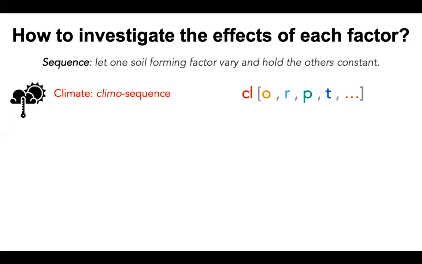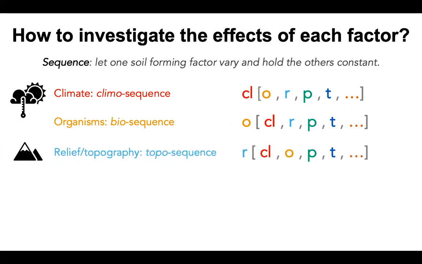So the first one, climate, we aptly name that a climosequence. As this piece over here denotes, we look at the effect of climate while holding all of these other things constant, or not letting them vary as best we can, at least. Nothing's ever perfect. For organisms, we call that a biosequence. Similarly, we hold that O constant, let that O vary, and then hold all of these other soil forming factors constant.